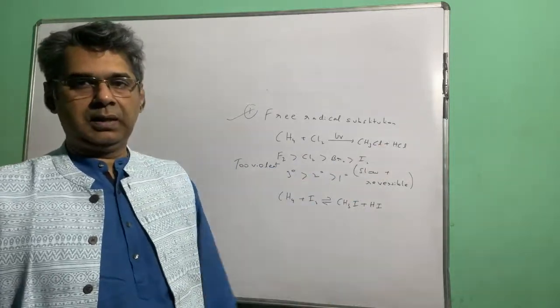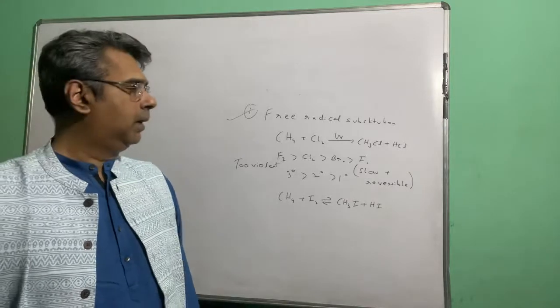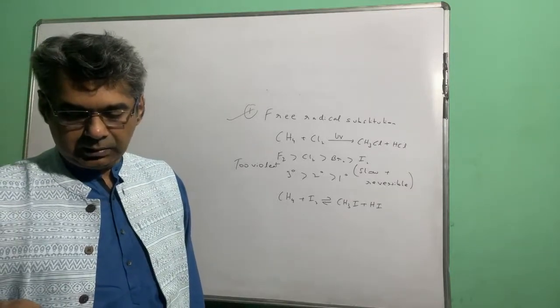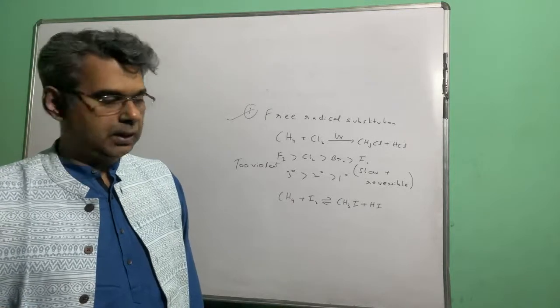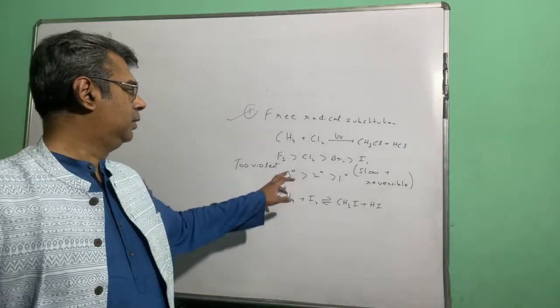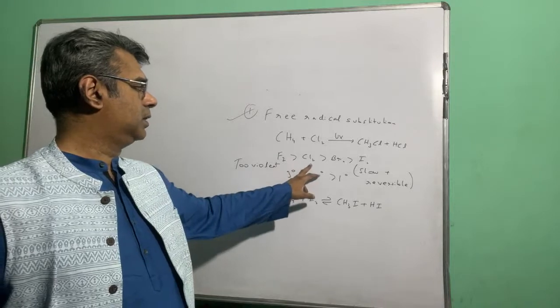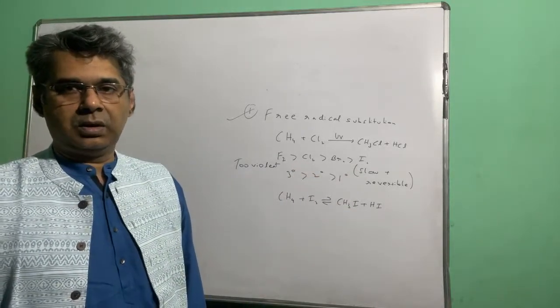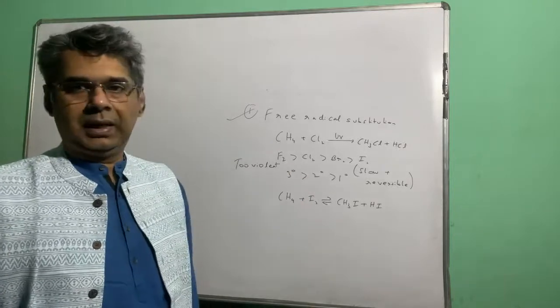We will discuss the mechanism, but before we discuss the mechanism, one important thing is that you need to remember the order of reactivity is F2 greater than Cl2 greater than Br2 greater than I2. This is the order of reactivity for the halogen molecules.